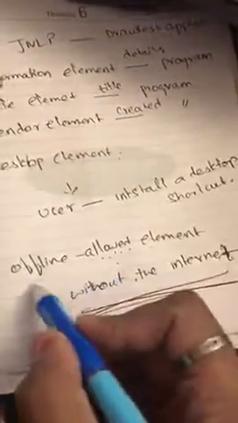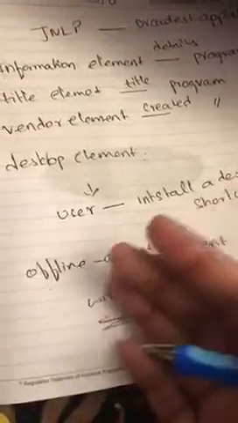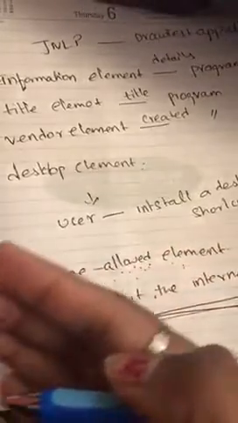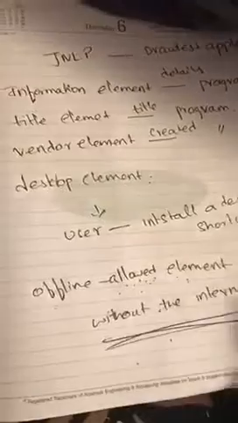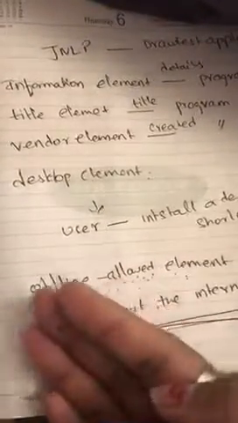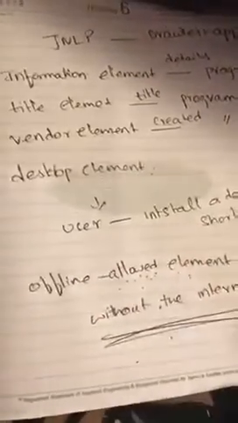So where the offline allowed element is used for the program, once the program is installed on the user's computer, it can change anything even if it is not connected to the internet.